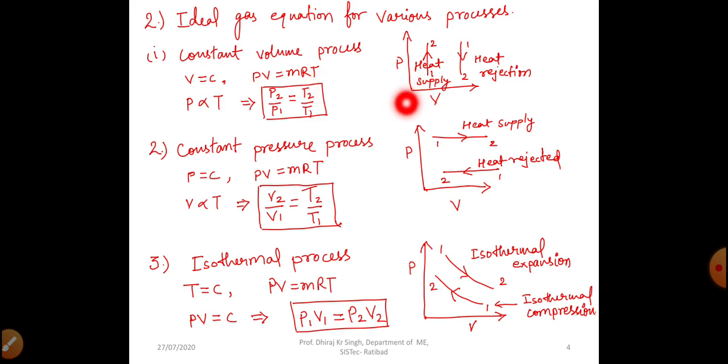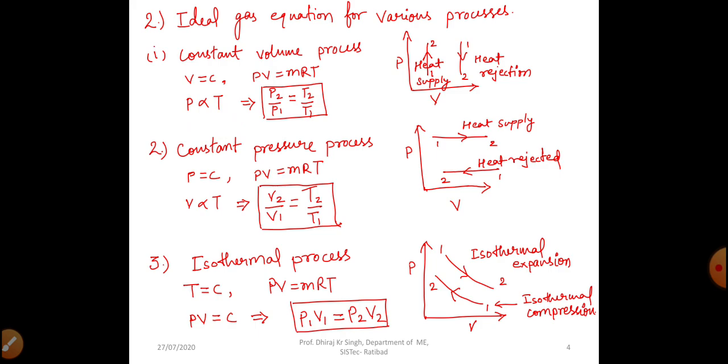Right? So here on the PV diagram, heat is supplied from 1 to 2 and heat is rejected from 1 to 2. So how can we write the equations? Here we can see pressure is directly proportional to temperature, so we can write it very easily: P2 by P1 equals T2 by T1. This is our ideal gas equation for the constant volume process.